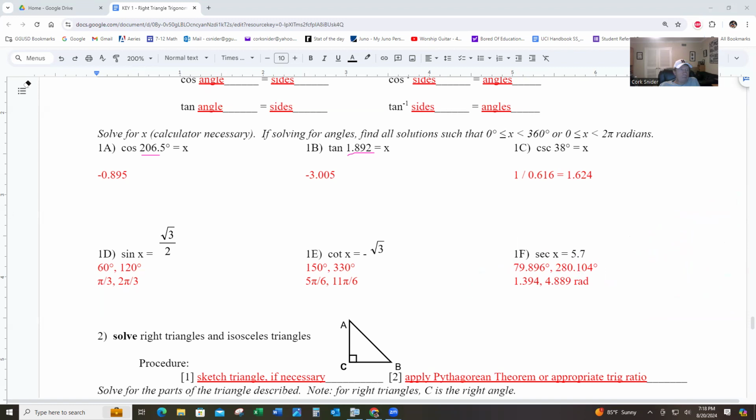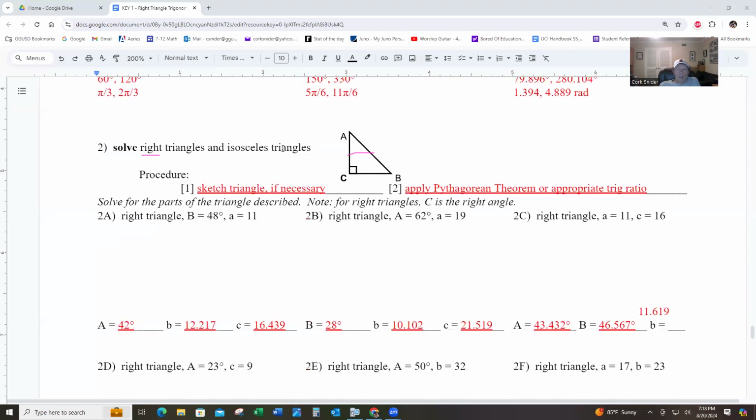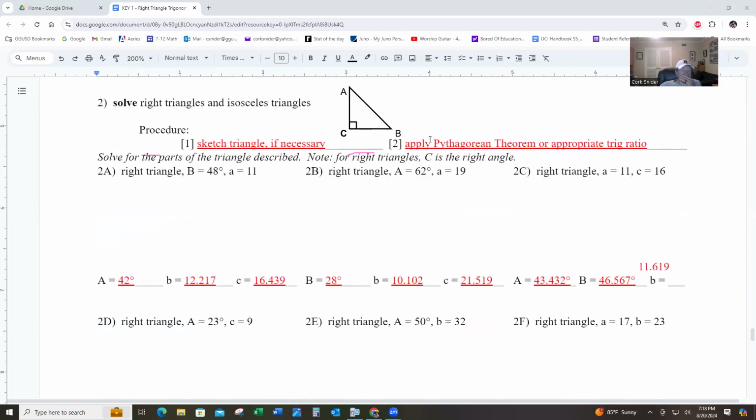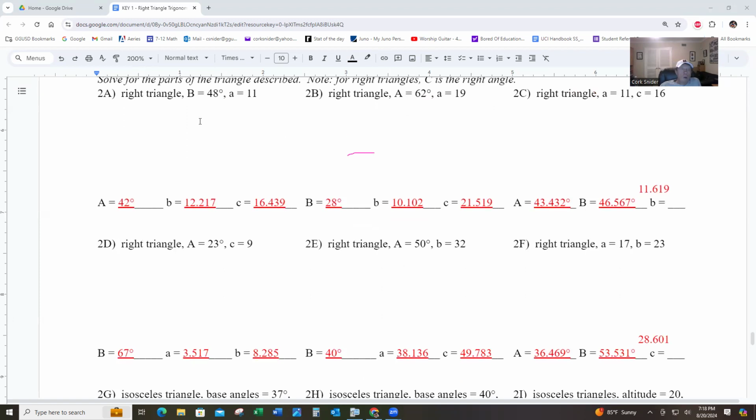All right. Now, let's go down to the next ones. Okay. Sketch the triangle if necessary. We are doing the Pythagorean theorem. No problem on this. This is not hard. Okay, so we got a right triangle. Let's do this. Are you ready? I'm going to draw it out. Oops. Probably not drawn to scale.